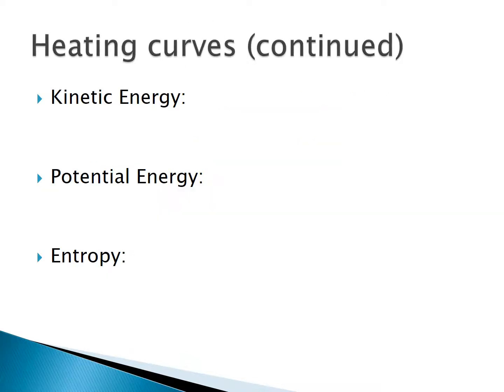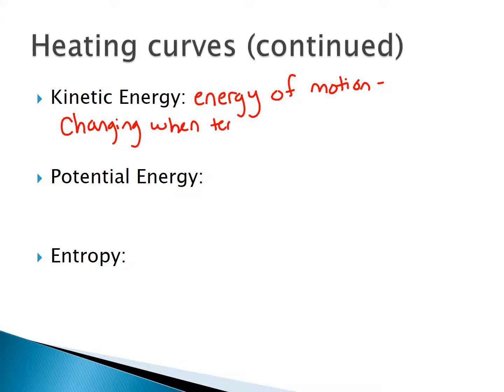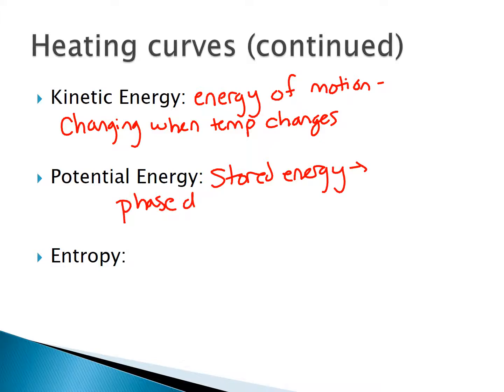Okay, so there's different kinds of energy involved in the heating curve. Kinetic energy is energy of motion. And this is what's changing when the temperature changes. So as the temperature increases, molecules are moving faster. Potential energy is stored energy. And this is what we're dealing with in phase changes. And you might recall we talked about entropy in Unit 1, that's disorder. And that is increasing as we go from solid to liquid to gas.